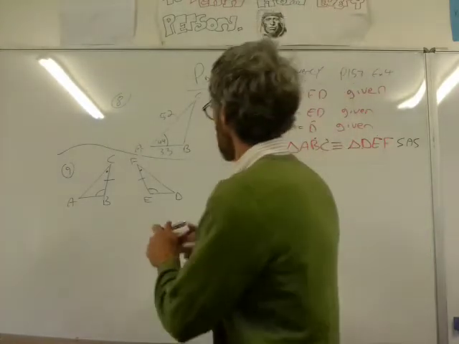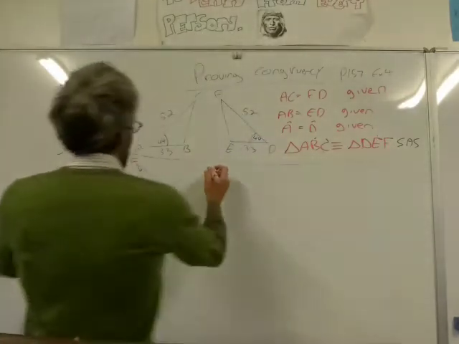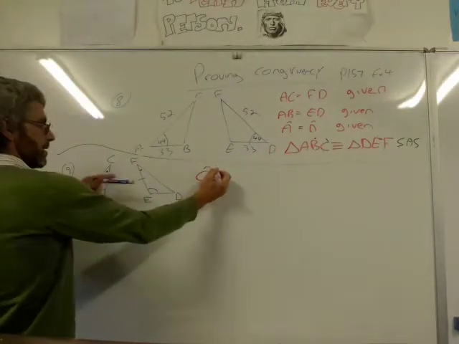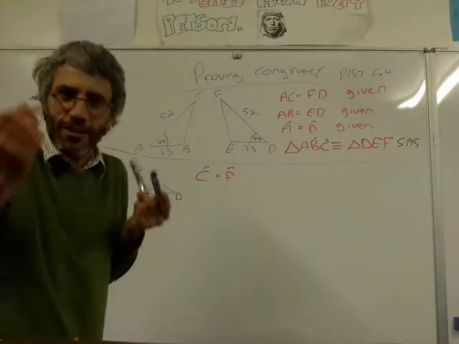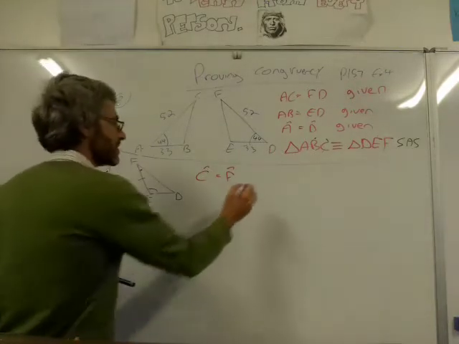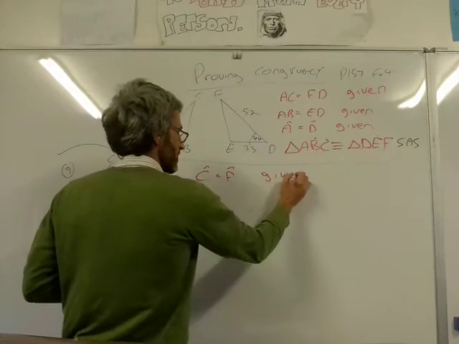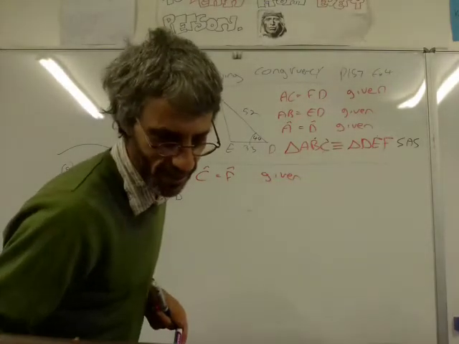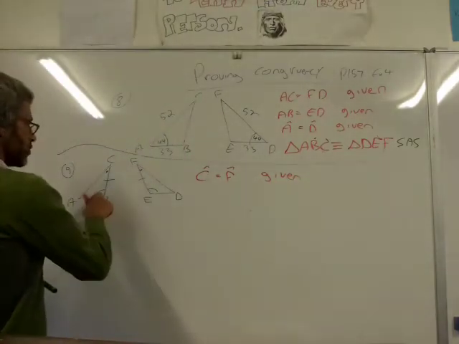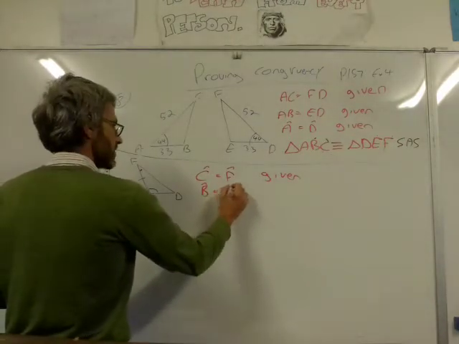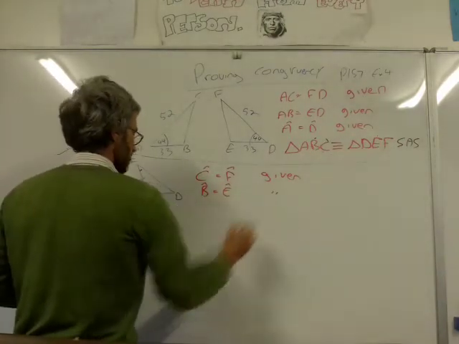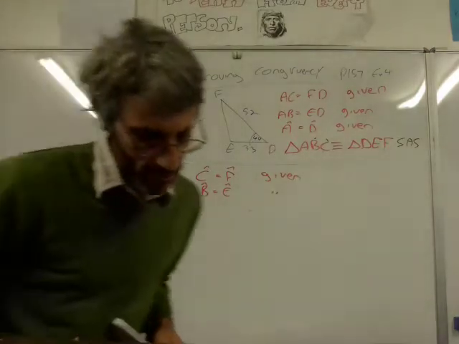So let's write down all the angles that are equal. So I know that angle C is equal to angle F. And just make yourself a habit, always give a reason. So the reason obviously is given. And then I've got also this angle, right? So angle B is equal to angle E. Again, given. So that was the first question.